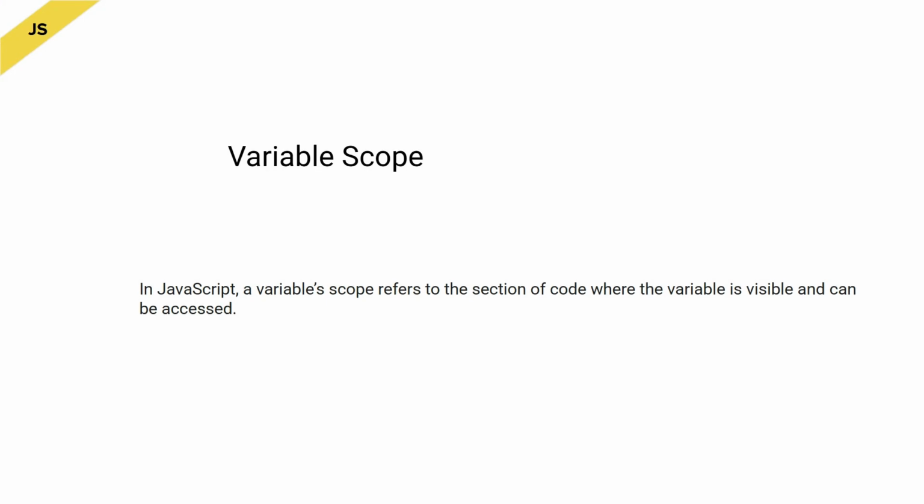Welcome back. In this section, we will explore the scope of a variable. In JavaScript, a variable scope refers to the section of code where the variable is visible and can be accessed. We will take a deep dive into variable scope with live examples.